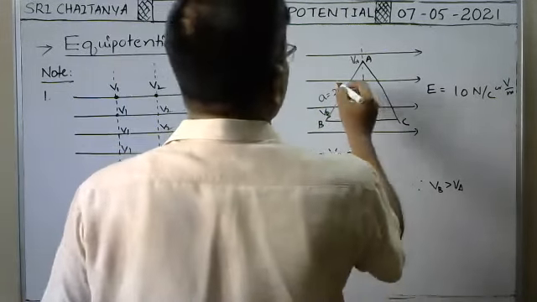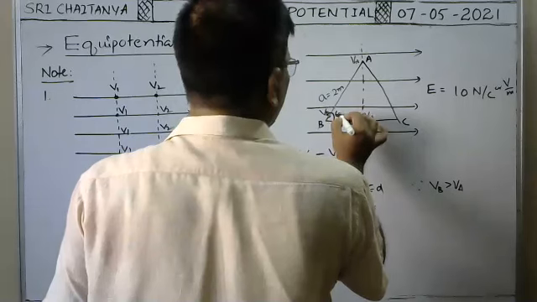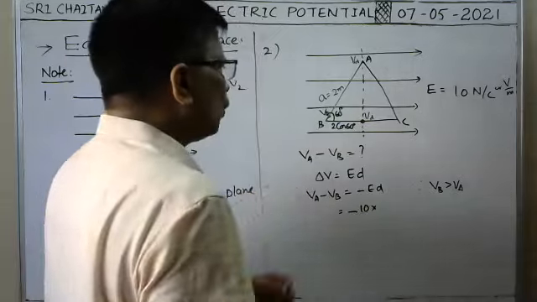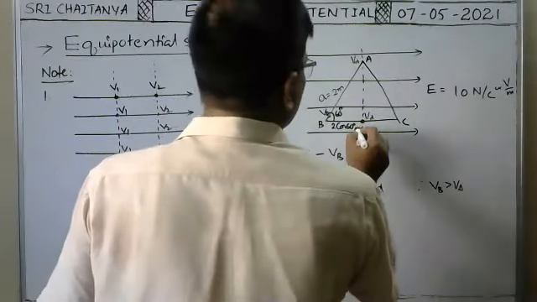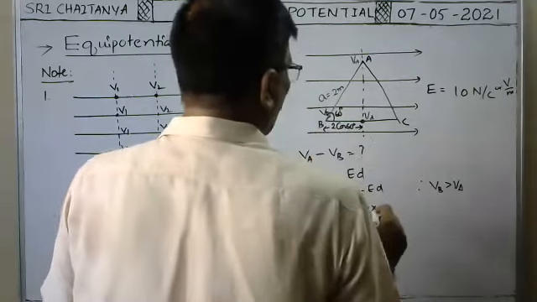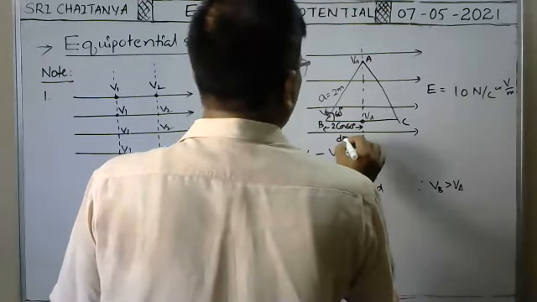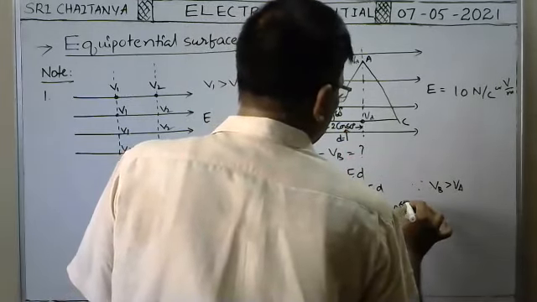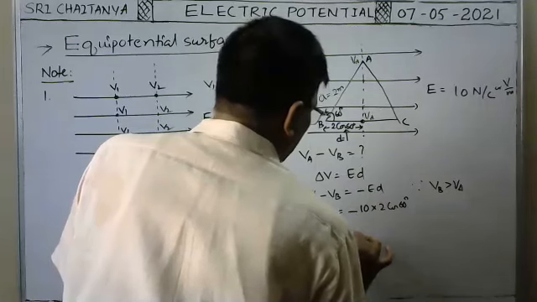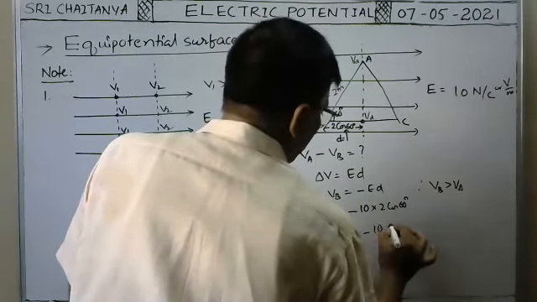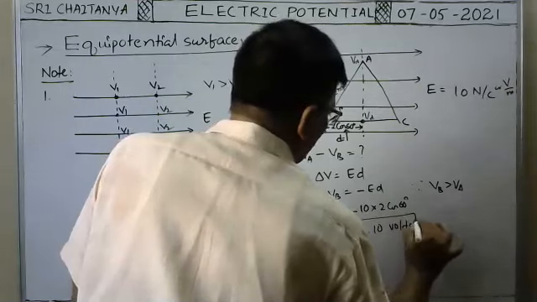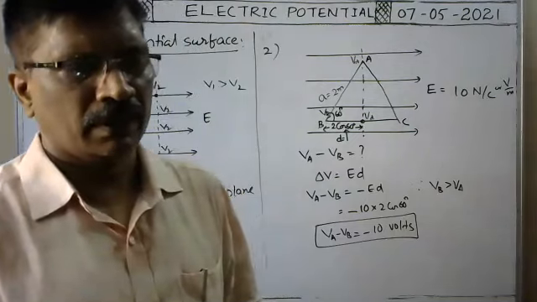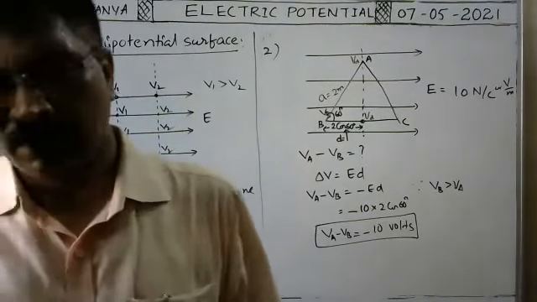Suppose as it is an equilateral triangle, this angle is 60. Then this distance is equal to 2 cos 60. Therefore D means 2 cos 60. Therefore, VA minus VB is equal to minus 10 volts. That is the answer. It is also an important problem. Note down. Yeah, D is equal to 1. Note down.